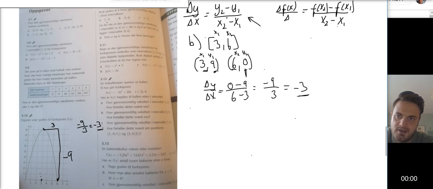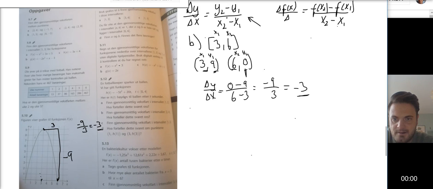So you should try 5.10a and 5.10c. 5.10d is quite difficult. If you don't understand it or manage to do it, you just skip it, but try and figure it out.